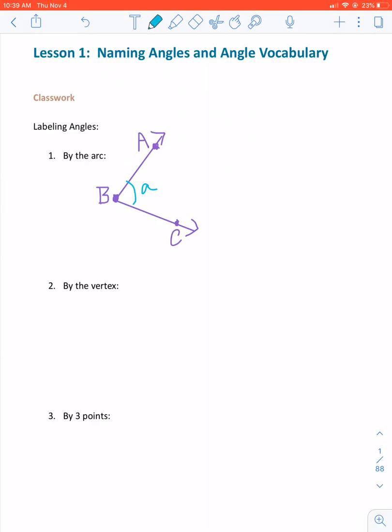All right, so if we're labeling it by the arc, we're talking about the arc on the inside. We would call this angle A. The arc is the semicircle on the inside of the angle. We would call that angle A.